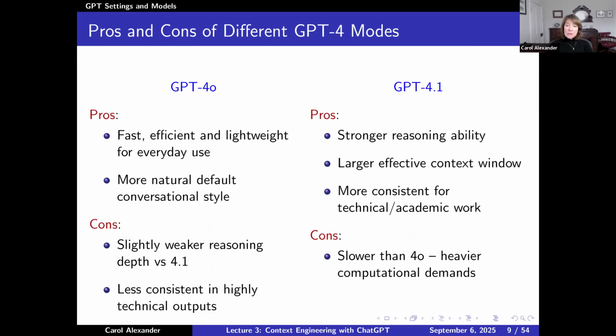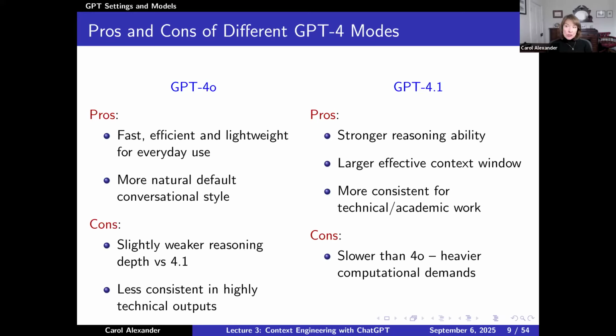So the pros of 4.0 is that it's very fast, it's lightweight, everyday use, and it's got a really nice default conversational style. It's not too GPT-ish. But the cons are it doesn't have quite such strong reasoning compared with 4.1 or 5, which is much stronger.